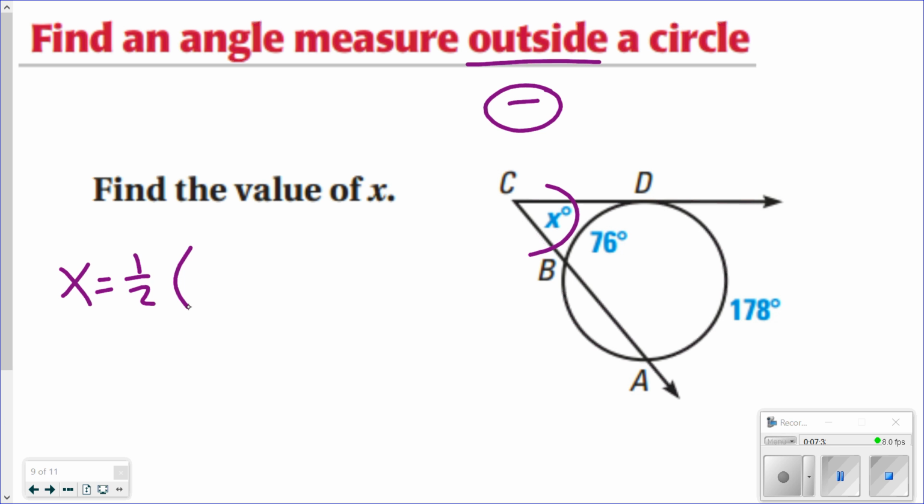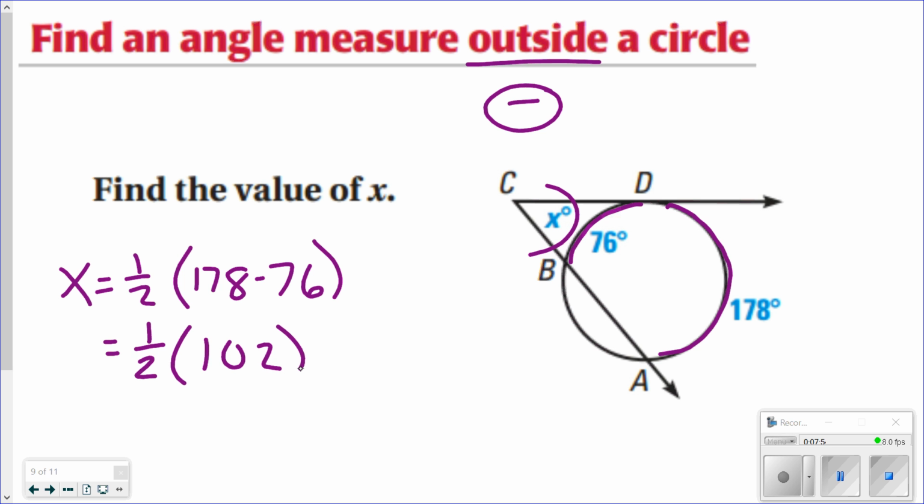Since we're working with the difference, you have to be careful here. We want to do the larger arc first. So 178 minus the smaller arc, 76. If you do it the opposite way, you'll get a negative number, and that doesn't make sense when we're talking about angle measures. So when we plug this into our calculator and we simplify, we get 1/2 times 102. So we end up getting that x is equal to 51.